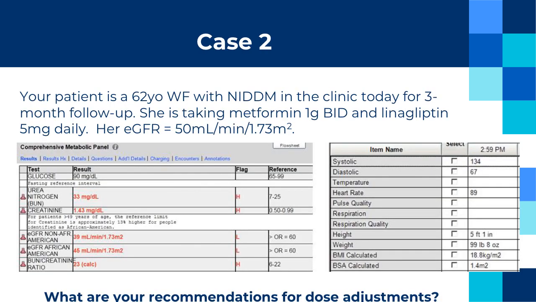Okay, on to patient number 2. This is a patient who is a 62-year-old white female with non-insulin dependent diabetes. She's in the clinic today for a 3-month follow-up. She's been taking metformin 1 gram BID and linagliptin 5 milligrams daily. The computer system in our hospital suggests that her estimated GFR is 50 mL per minute per meter squared. We have some information from our computer system there on this patient. Based on this information, are there any recommendations for dose adjustments on her 2 medications?